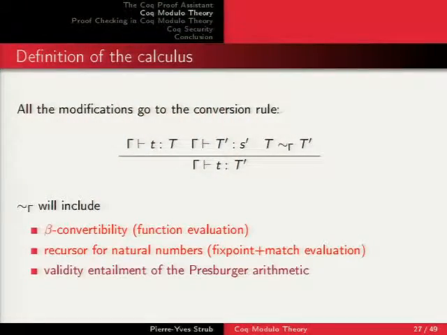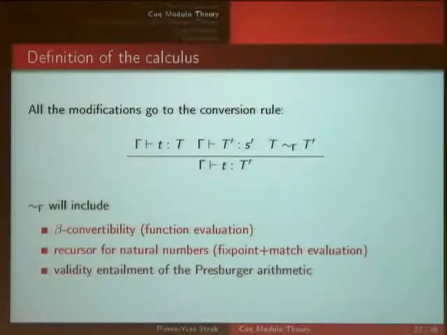As I said, here I want to add some power to the conversion rule. So the only thing I will modify in the formal language is the conversion relation. That relation will include beta convertibility, function evaluation, the recursor for natural numbers, so fixpoint and match. This is not changing from standard Coq. And then I will introduce the validity entailment for Presburger arithmetic.